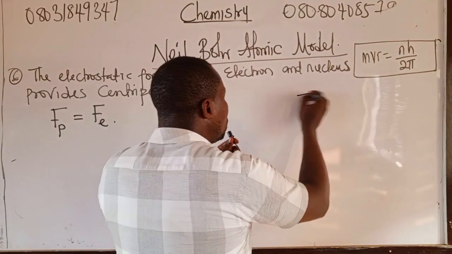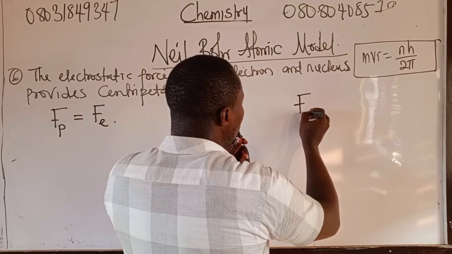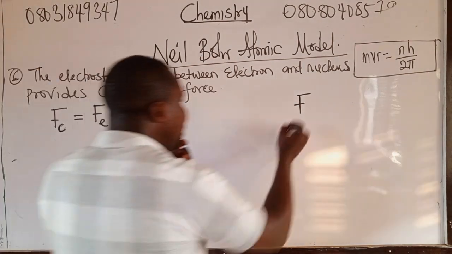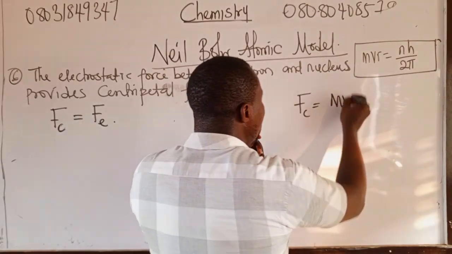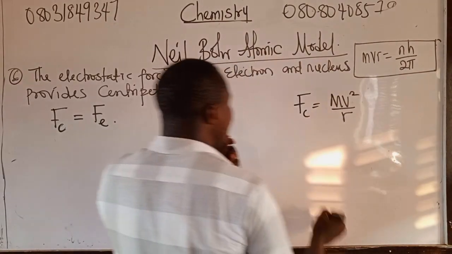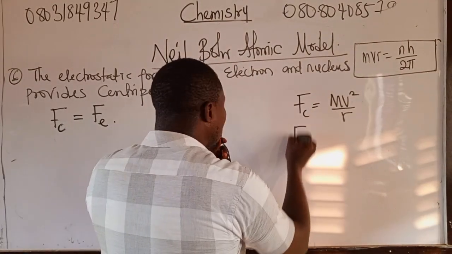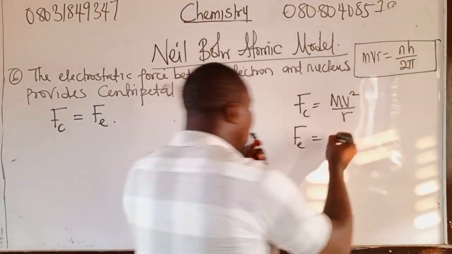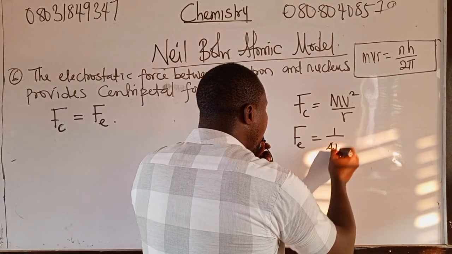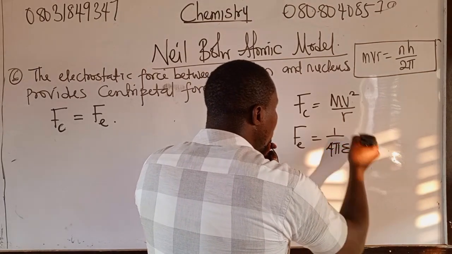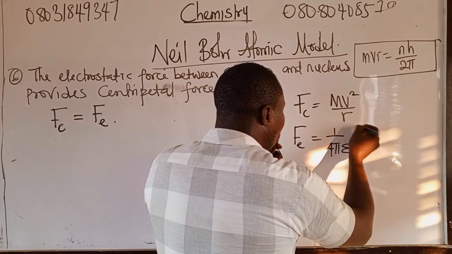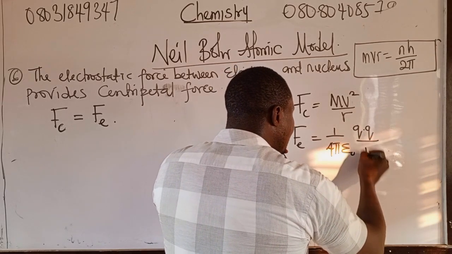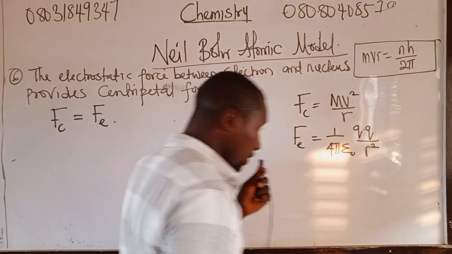Therefore, what is centripetal force? Let me use C for centripetal force. Centripetal force is equal to mv squared over r. And what is electrostatic force? According to Coulomb's law, electrostatic force is 1 over 4 pi epsilon, times the product between two charges, over r squared. Take note of this.